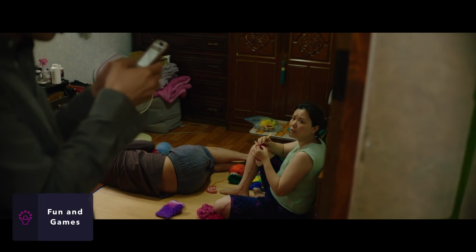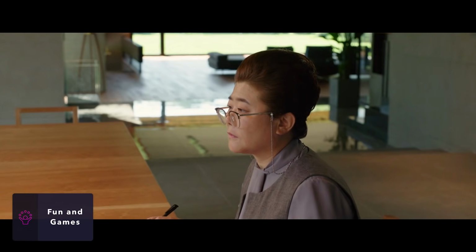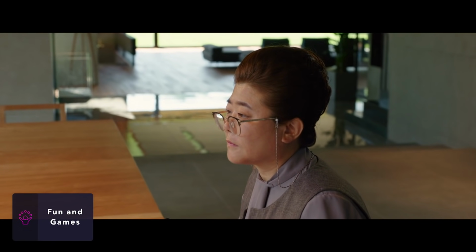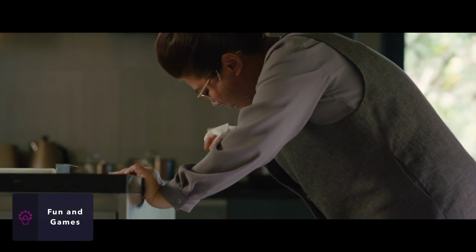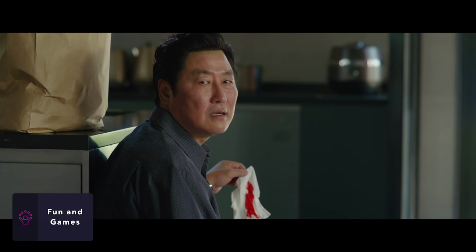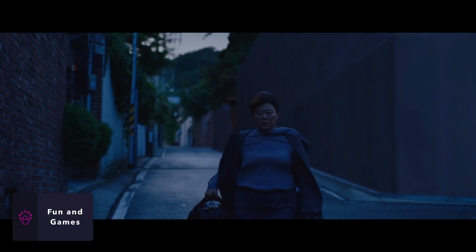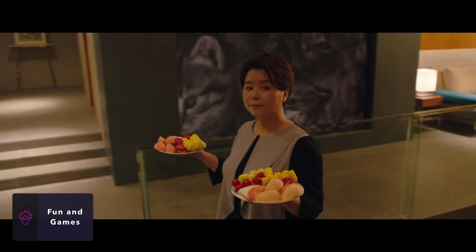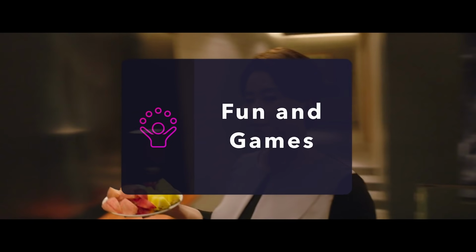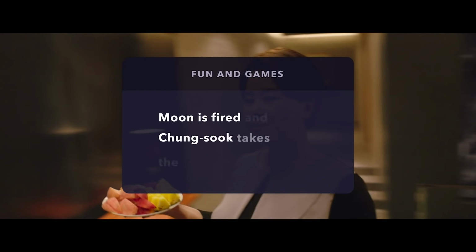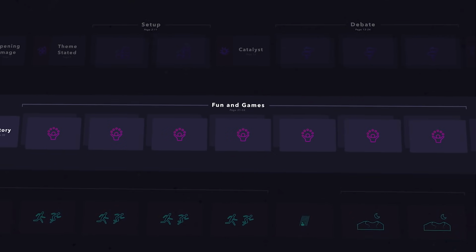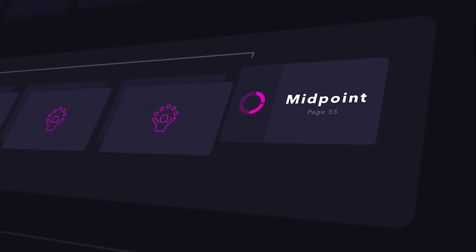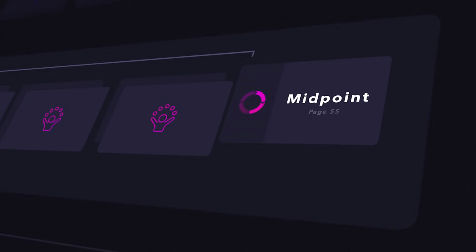Next, they need to bring in the Kim matriarch, Jung-suk. The family fools the Parks that the current housekeeper, Moon Gwang, has tuberculosis. Moon is let go, and Jung-suk steps in. During the fun and games beat, we see the Kims at their most deceitful and their most successful. After all, it's all fun and games, for now. Which leads us directly to the midpoint. This is the point of no return in the plot.